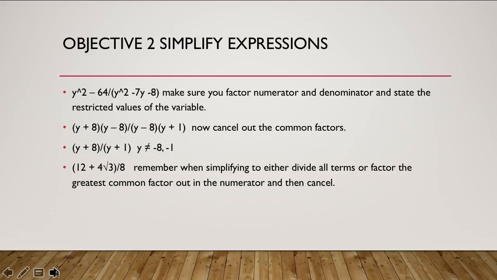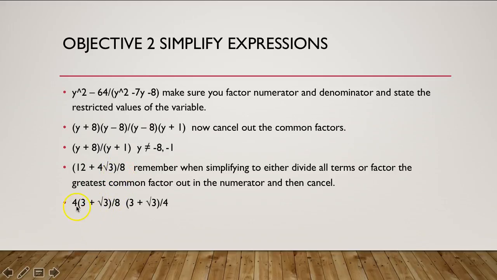12 plus 4 times the square root of 3 divided by 8. Remember when simplifying to either divide all of the terms or factor the greatest common factor out in the numerator and then cancel. You can't divide just 12 by 4. You need to divide both 12 and 4 and 8.